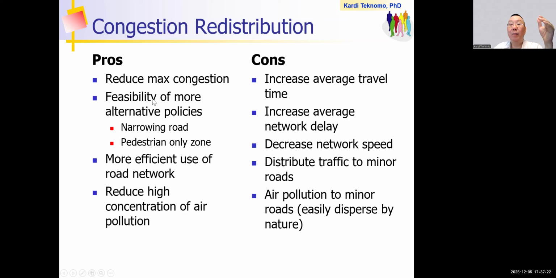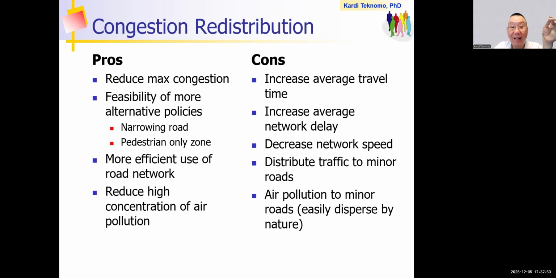Using congestion redistribution, there is feasibility of more policy alternatives, for example, narrowing road, pedestrian only zone, and so on. So you can do this. But it might also increase the network delay. So using this congestion redistribution concept, you will have more efficient use of the road network.